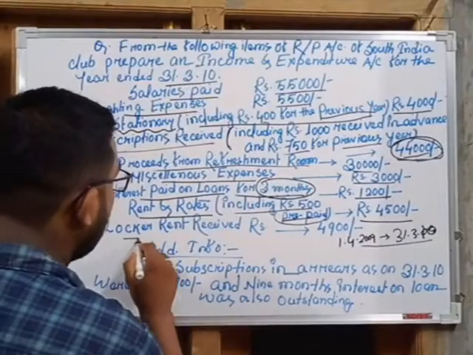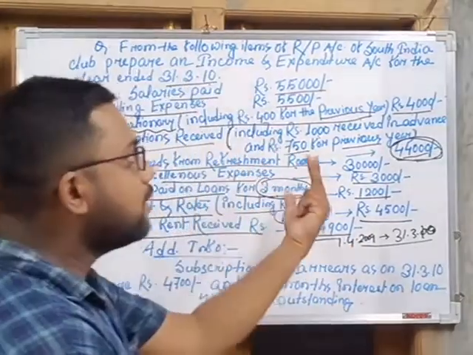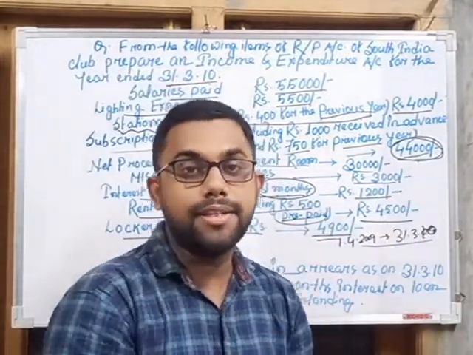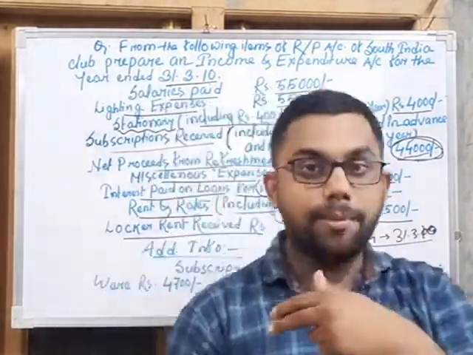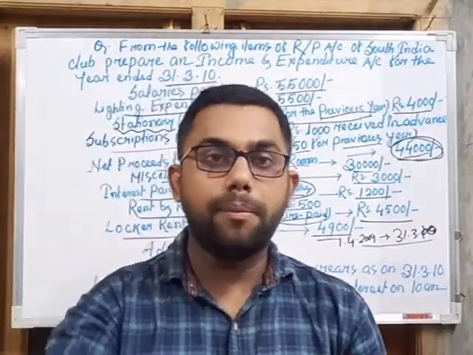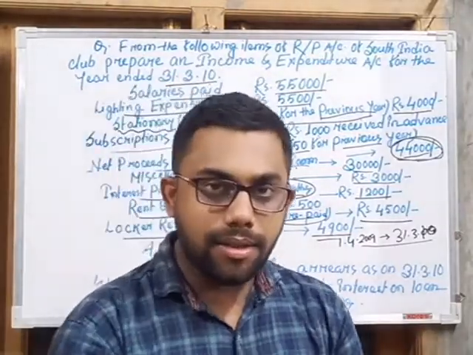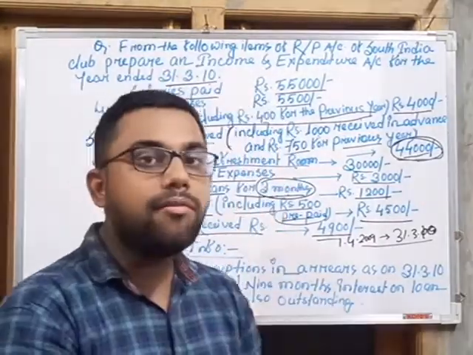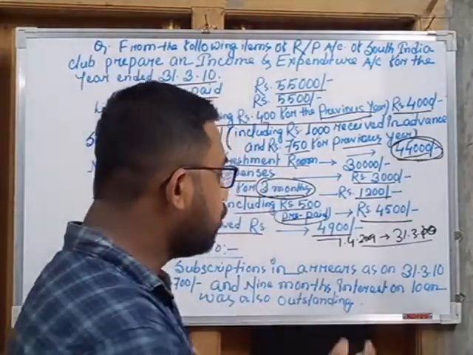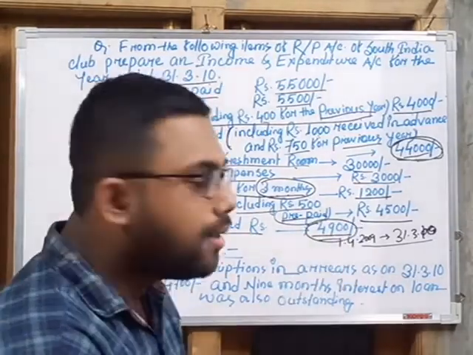Next, locker rent received, rupees 4,900. Suppose the club has a locker facility, which I have already discussed in the receipts and payment account. They have given it on rent to some members or non-members of the organization, from whom they have received rent. So it is income for the not-for-profit organization, and in bracket there is no information. So the total amount of income from locker rent received is rupees 4,900.